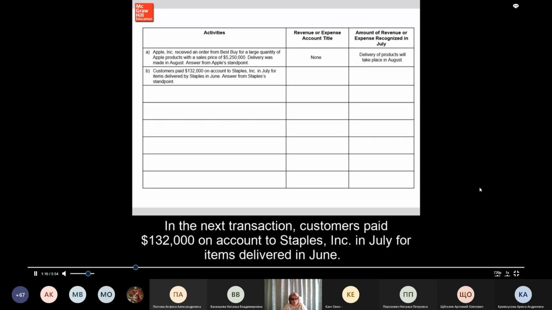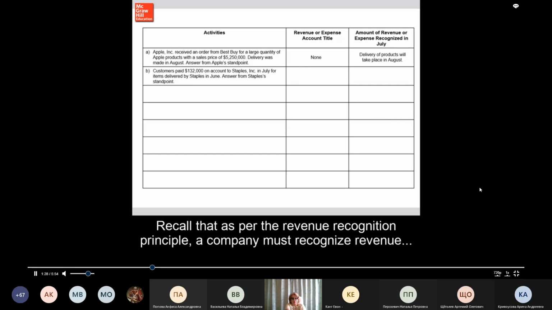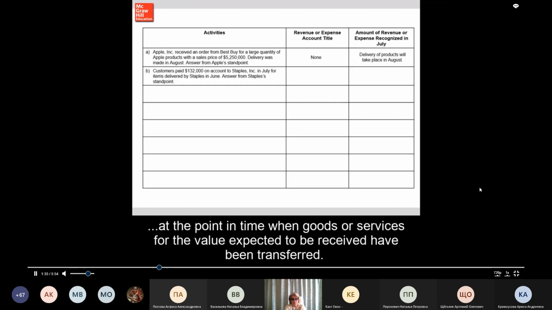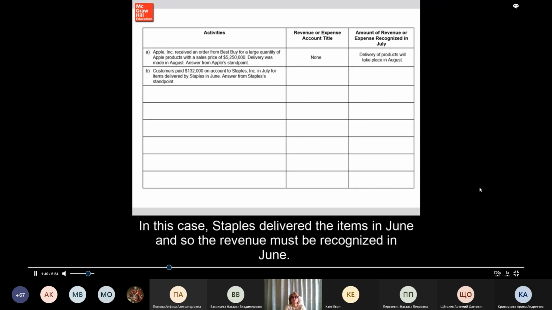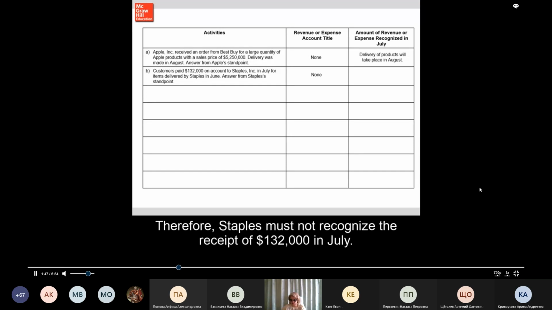In the next transaction, customers paid $132,000 on account to Staples Incorporated in July for items delivered in June. Recall that as per the revenue recognition principle, a company must recognize revenue at the point in time when goods or services for the value expected to be received have been transferred. In this case, Staples delivered the items in June, and so the revenue must be recognized in June. Therefore, Staples must not recognize the receipt of $132,000 in July.